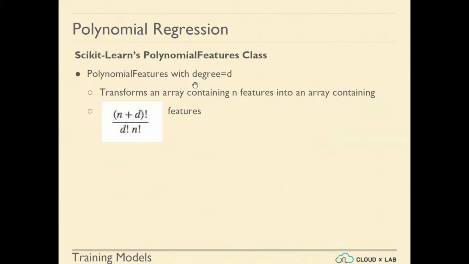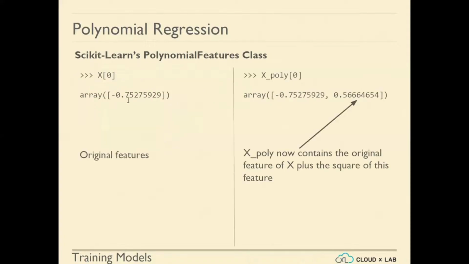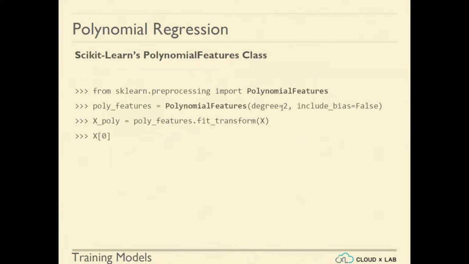So PolynomialFeatures with degree d will transform an array containing originally n features into an array of (n+d)! divided by d! n! number of features, right? Because it will add non-linear features. So some new features it will add. For example, here originally we have x1, but it will also add x1 square because we are using a degree 2 polynomial.